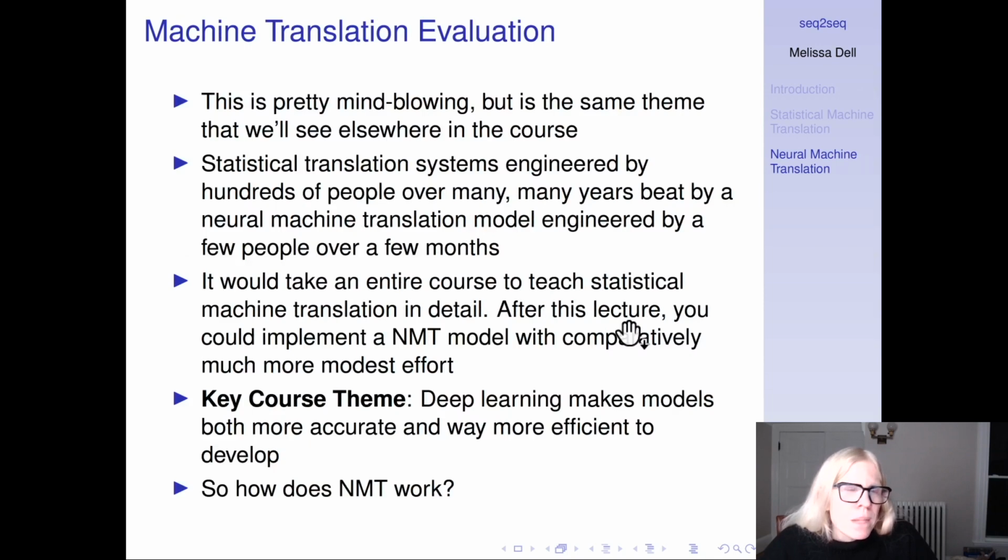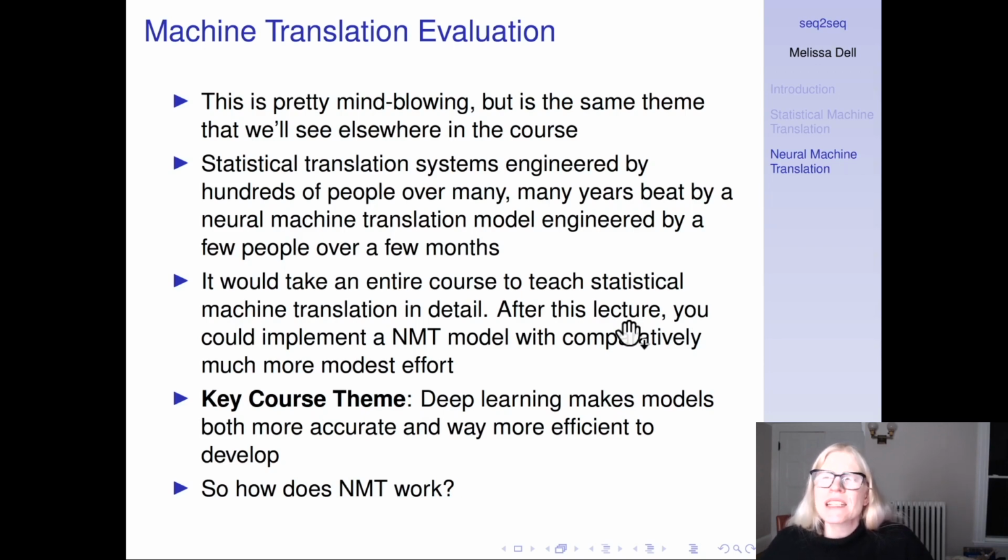Okay, and so you had these statistical translation systems engineered by hundreds or thousands of people over many, many years, and they get beat by a neural machine translation model engineered by a few people in a few months, which I think is just pretty mind-blowing. But again, it's the same theme that we've seen elsewhere in the course. Deep learning can make models both more accurate and way more efficient, way more accessible to develop.